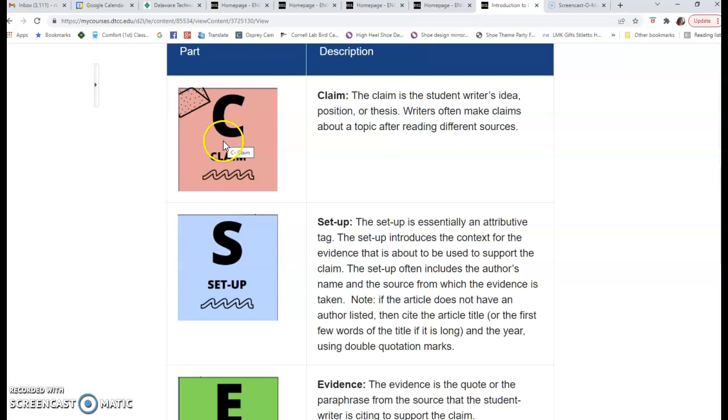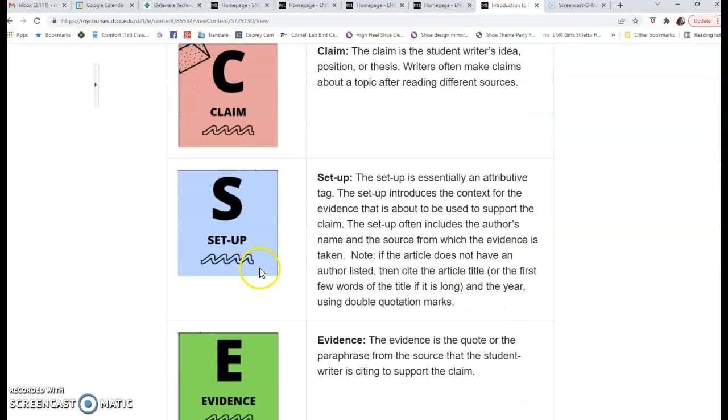So C is for claim, and this is your idea or position that you are proposing in your paper. Setup is when you introduce your source. So here's what my point is. Here is a source. Again, you'll need to read more about how you do that.